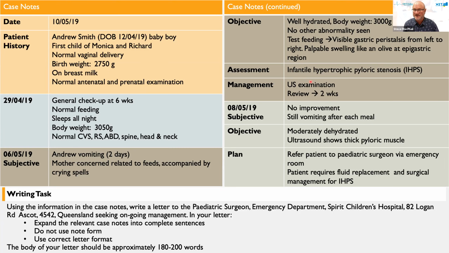There was a test for an ultrasound, and now we have the results 2 days later, where there is a thick pyloric muscle. And then we have a plan. Refer patient to pediatric surgeon via an emergency room. Patient requires fluid replacement and surgical management for infantile hypertrophic pyloric stenosis.